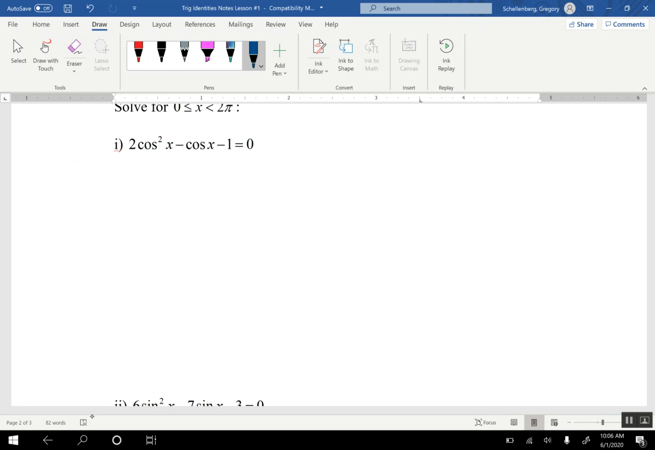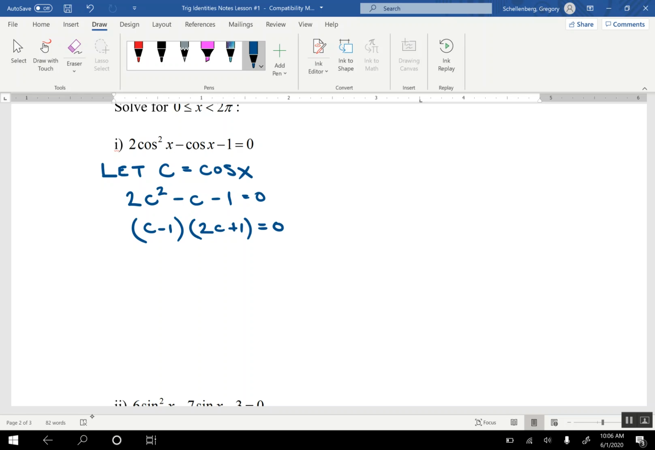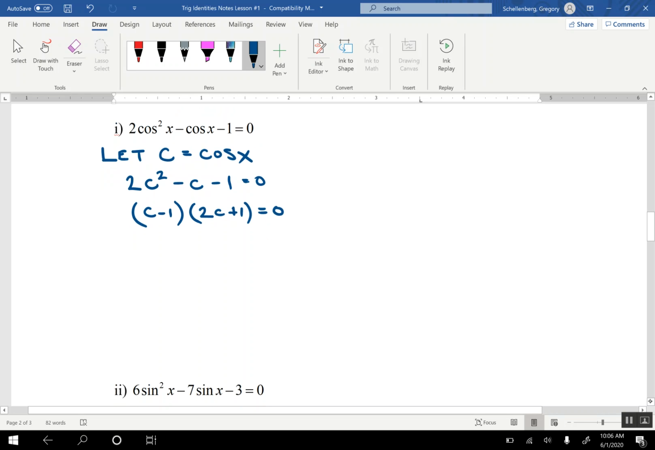Okay, well, let's get rid of those cosines. So I'm just going to say let c be equal to the cosine of x. And so we can rewrite the equation as 2c squared minus c minus 1 is equal to 0. And we can factor that as a hard trinomial, and we'll get c minus 1 times 2c plus 1 is equal to 0. And now we can substitute cos x back in for c.